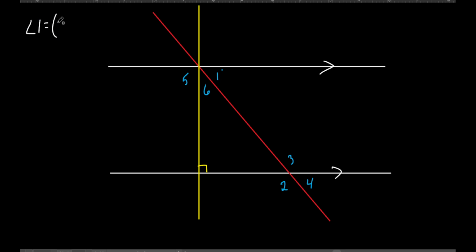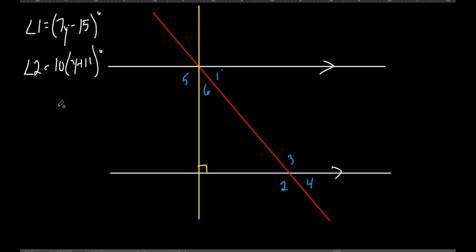And you've seen stuff like this before. 7y minus 15. And then there you go. And they also tell you angle 2, which is 10 times y plus 11. Little degree symbol. Okay? That's all they tell you. And you have to find what the angle measure is for angles 1, 2, 3, 4, 5, and 6.